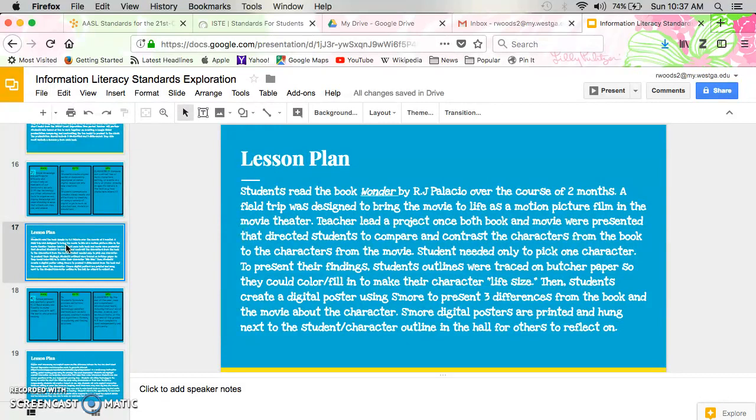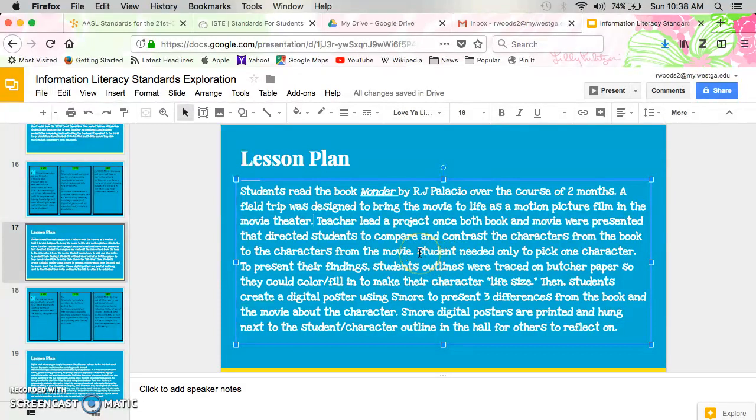The lesson plan that I created is really cool because we did this already this year. The students read the book Wonder, and that was over the course of a couple of months. But then we were able to go on a field trip because the motion picture came out. So we went to see the motion picture in the movie theater. Once the book and the movie were both presented to the students, I asked the students to compare and contrast one of the characters from the book to the same character in the movie.